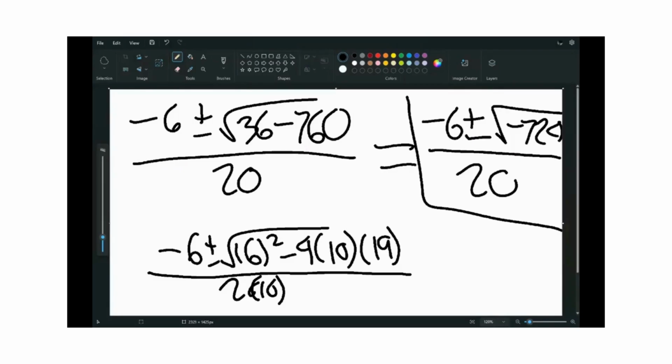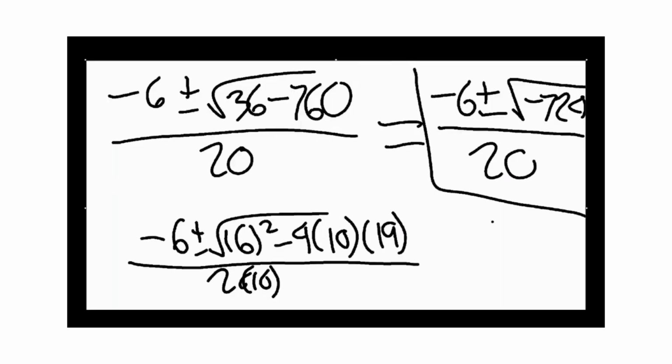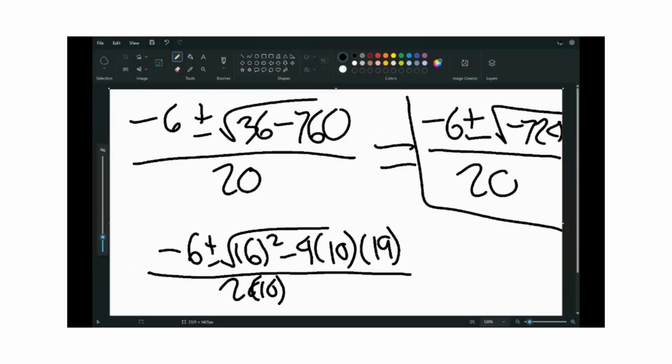Is that correct? Yes. Okay, everybody agree? We all good? Alternatively, you could simplify the negative 6 over 20, because it's just saying negative 6 over 20 plus or minus the radical of negative 724 over 20, but you don't really have to do that. It's something you can do if you want to.